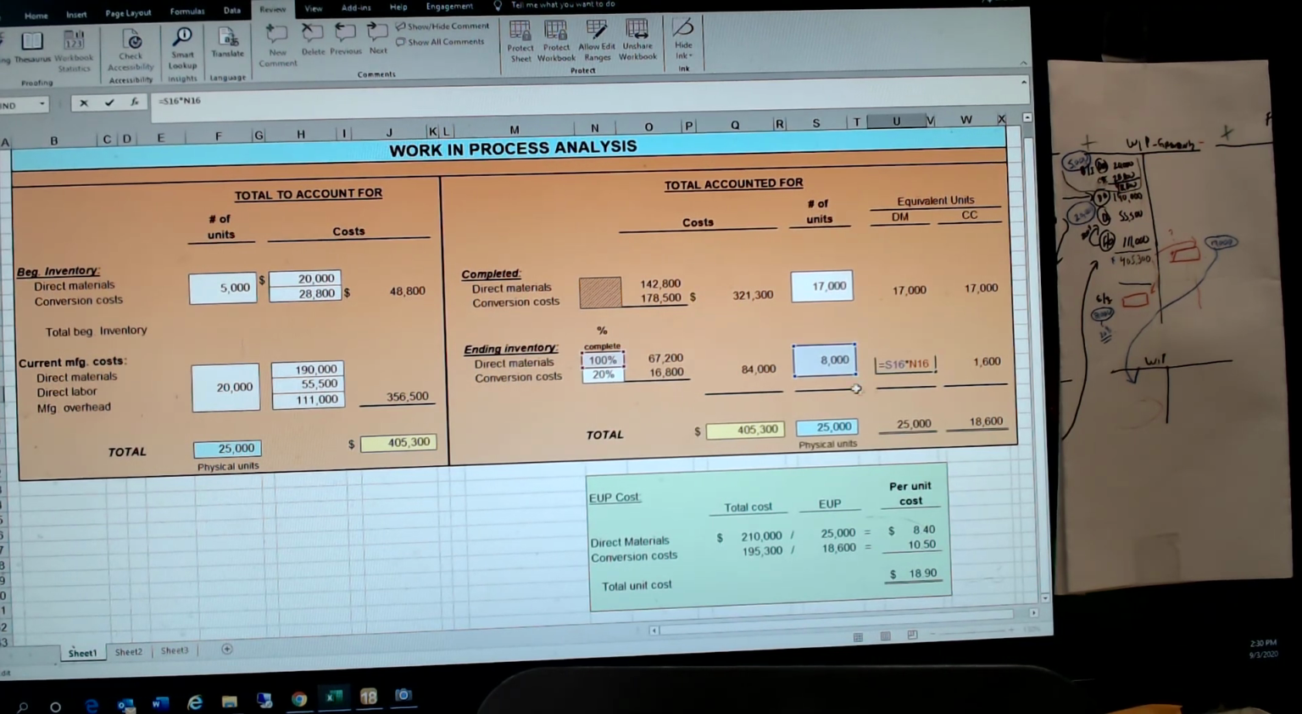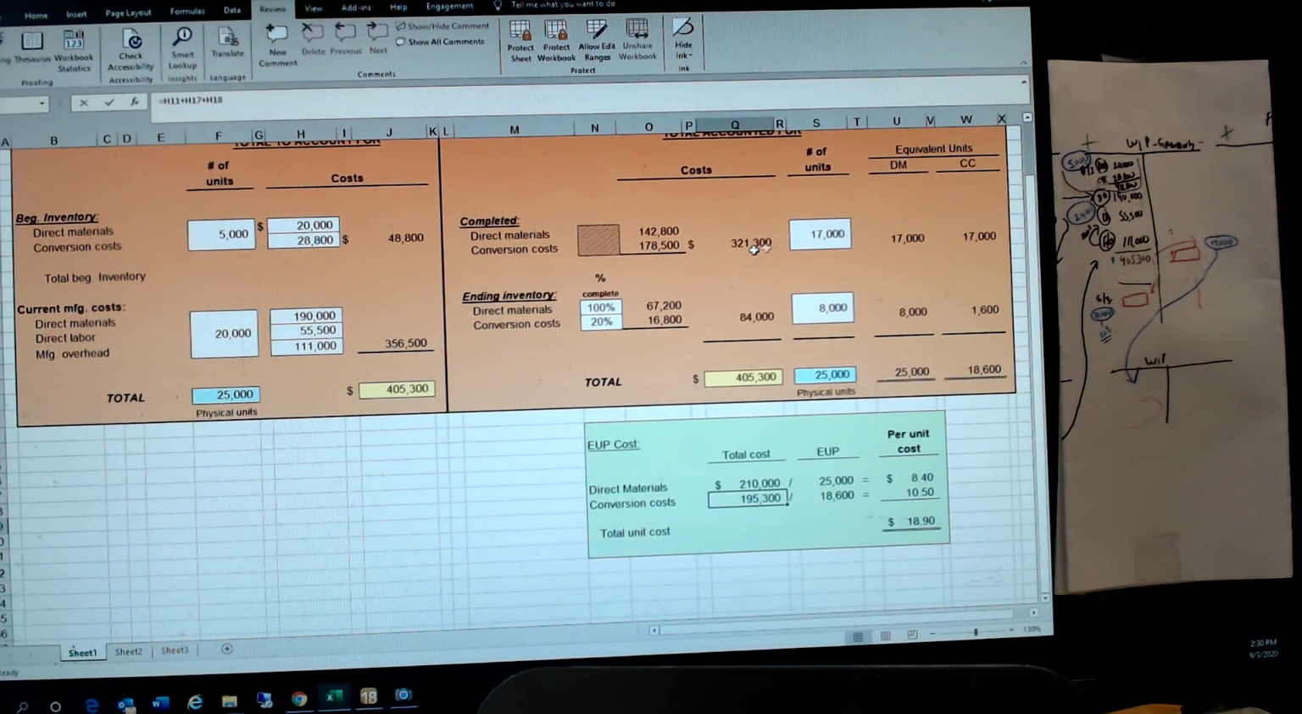It was this times that. How did we get this number? Notice what it does. It was the number of units times the percentage complete. Where did this total cost number come from right down here? Oh, so these two added up. Well, where did this direct materials equivalent units of production come from? Oh, it's right there. Well, where did this total conversion cost come from? Oh, it's all these guys. It's this one plus those.